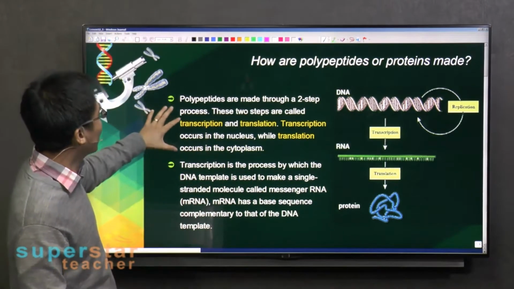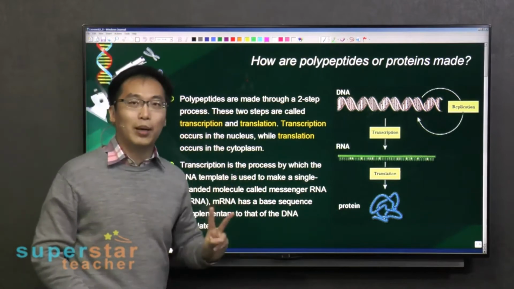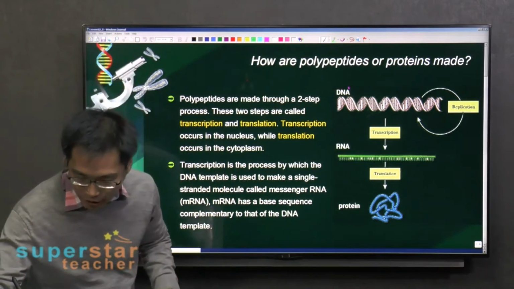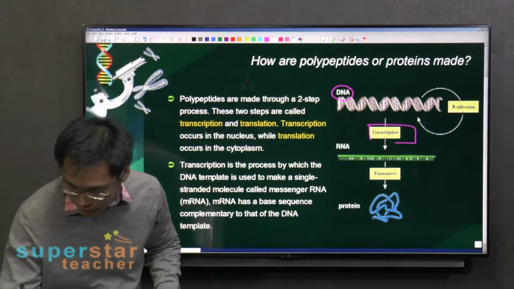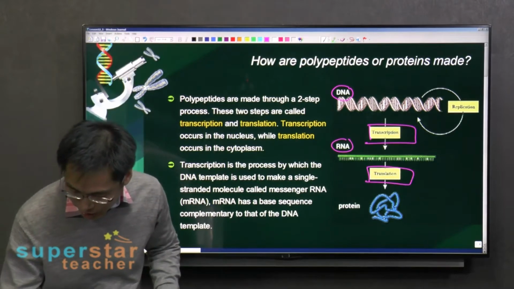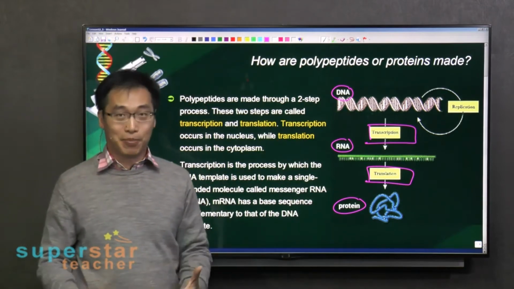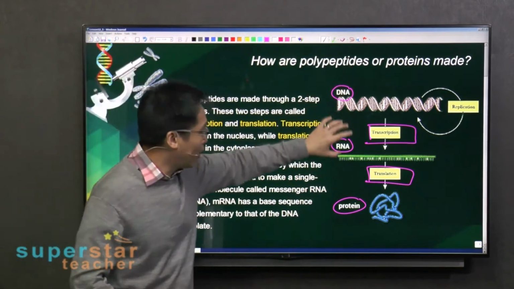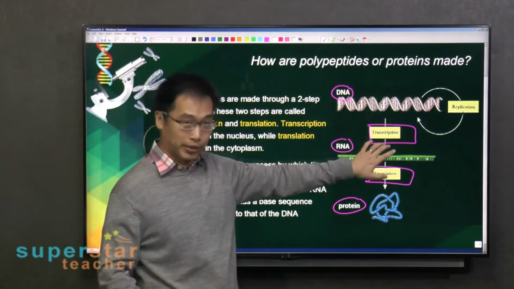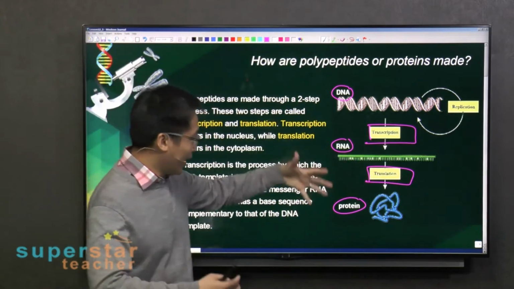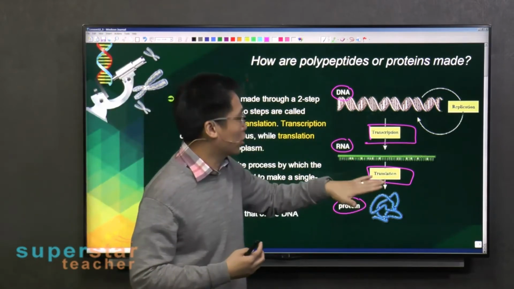Polypeptides are made through a two-step process. Remember, we have DNA, then we have one step over here to RNA, then another step over here to get our protein. The different steps have very specific names. From DNA to RNA, the step is called transcription. And from RNA to protein, it is called translation.